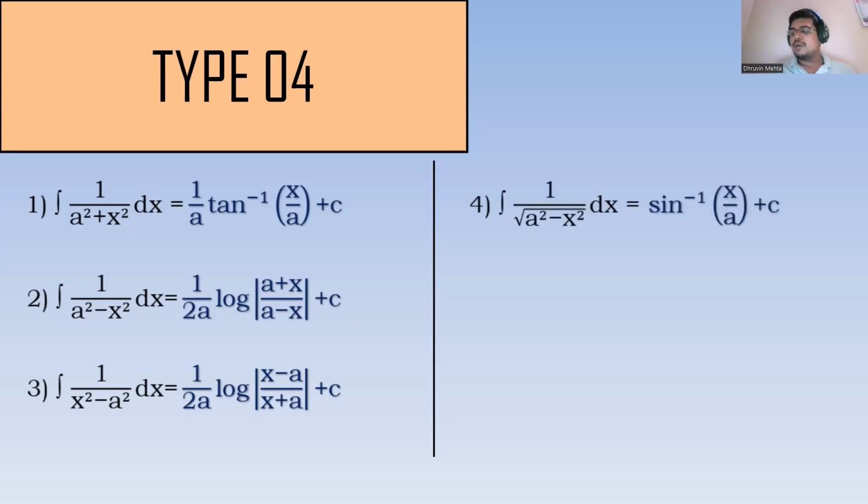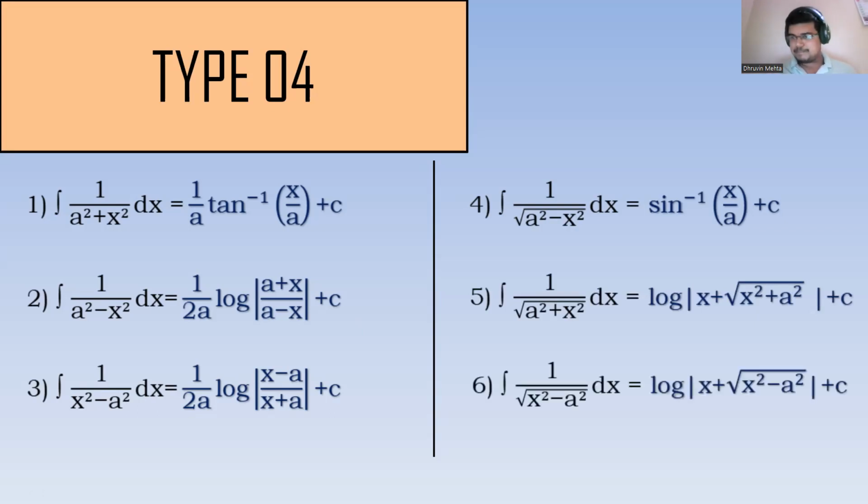Then 1 upon root a square minus x square. See, this is basically like 1 upon root 1 minus x square. If I ask you what is the derivative of sine inverse x, you will tell me 1 upon root 1 minus x square. So its reverse, 1 upon root a square minus x square, will be sin inverse x by a. Then we have 1 upon root a square plus x square, and 1 upon root x square minus a square. In both these formulas, it is log. Along with log, it is x, and then you just copy that square root. Write this, guys.